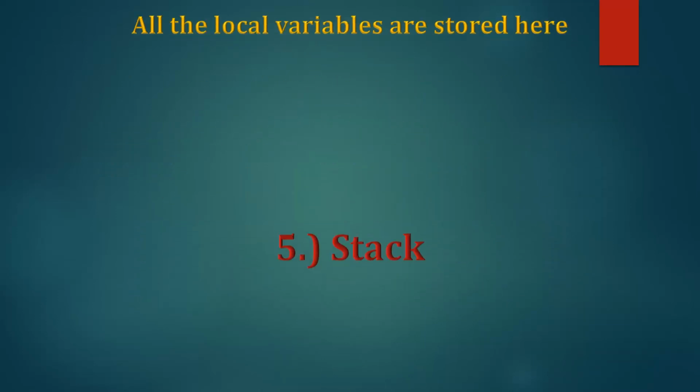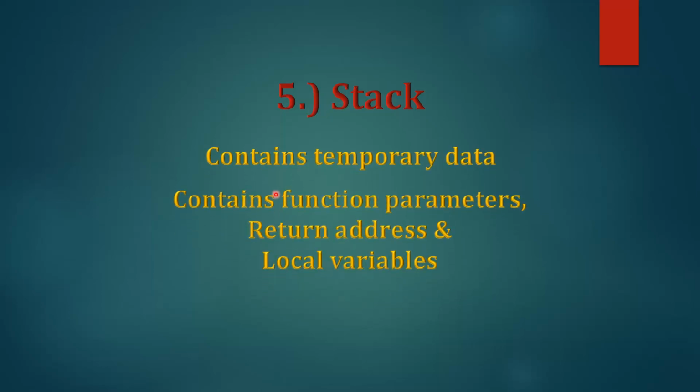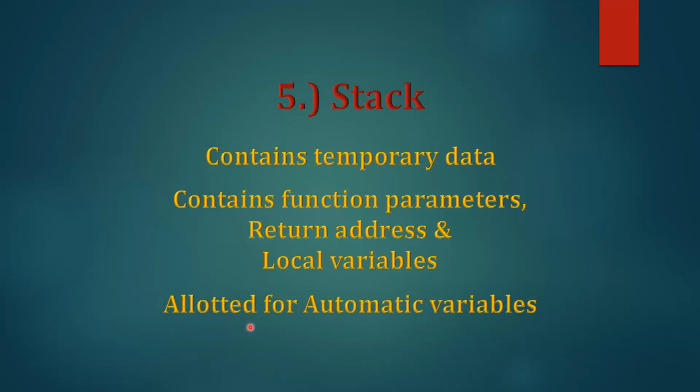All right. Next is the final one, stack. Stack contains temporary data. Let's see what kind of temporary data: function parameters, return address, local variables, etc. Function parameters, whatever function we are calling, we are also passing some parameters if it contains some parameters in the definition, right? The return address, whenever a function call completes, it returns with the address. So these types of data are stored in stack, and it is allotted for automatic variables.